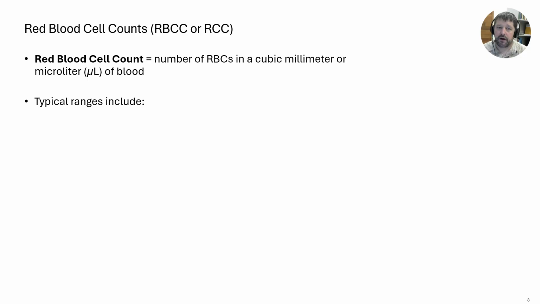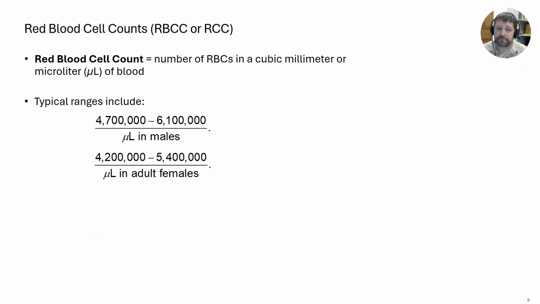Any rate, you can make the conversion. You can change them. For males, we're normally looking at about 4 million to 6 million. Well, 4.7. Some people round this up and just say 5 million to 6 million red blood cells per microliter in males. Females more like 4 to 5.